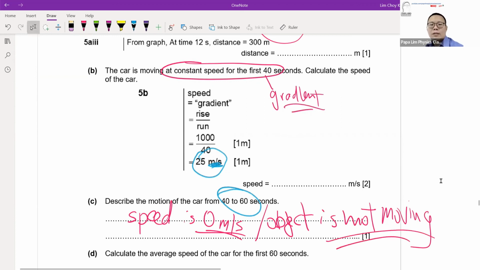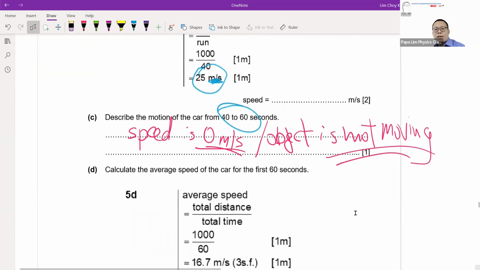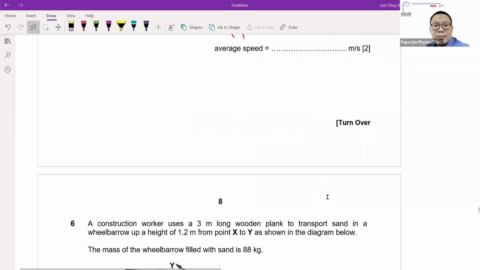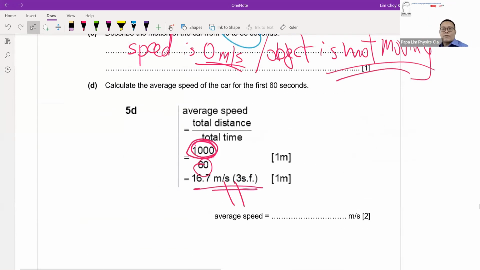Calculate the average speed for the first 60 seconds. Average speed is total distance over total time. Like I mentioned before, the object is stationary at 60 seconds, at the end at 1000 meters, after you stay there for a few seconds. For the first 60 seconds, total time is 60 seconds. Dividing, you'll get 16.7, which is the average speed of the object. And that will be your question 5. If you look at the difficulty level, I would say question 5 is quite manageable, so I would definitely choose question 5.